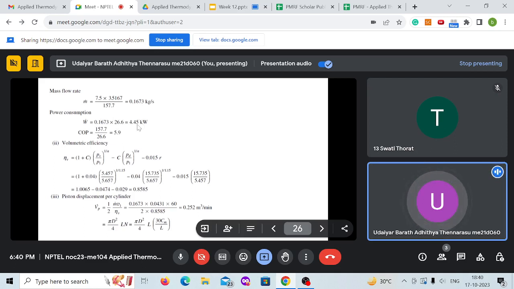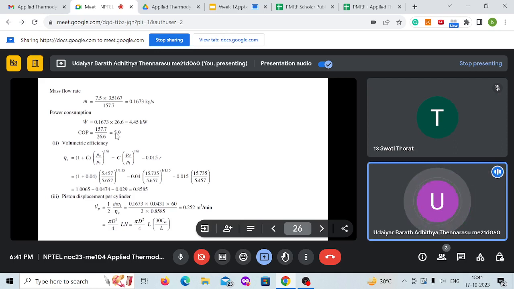So now we know both your capacity and work done, so we can find out the COP. COP is your useful effect by energy spent. Useful effect is nothing but the refrigerating capacity, so you can use m dot into q naught, or m dot will cancel out, so you can use directly the specific refrigerating effect divided by specific work. Specific refrigerating effect is 157.7 and specific work is 26.6. So your COP is 5.9. So the first part of the problem is done.